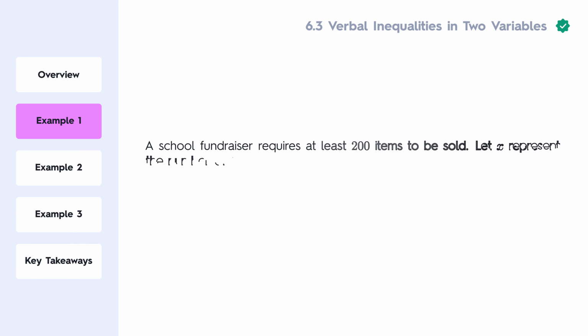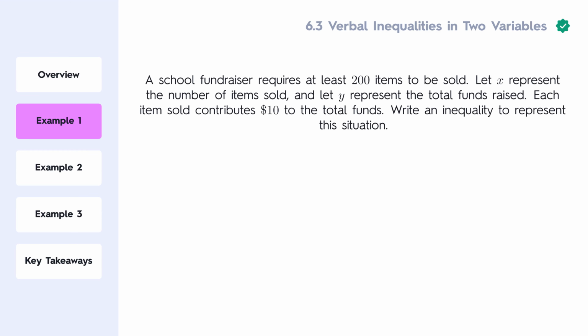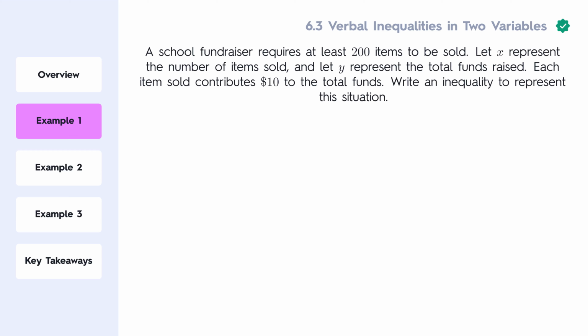Let's see how this works with our first problem. A school fundraiser requires at least 200 items to be sold. Let x represent the number of items sold, and let y represent the total funds raised. Each item sold contributes $10 to the total funds. Write an inequality to represent this situation.